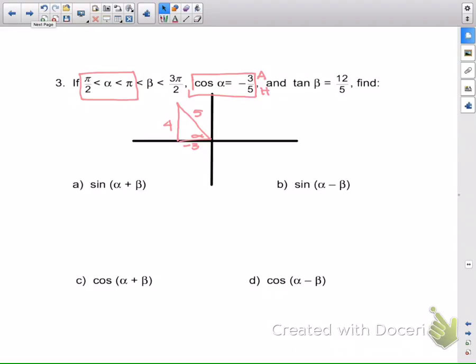Then I set up the exact same thing with my beta. This one tells me my beta is between pi and 3 pi over 2. What quadrant is that? Third. So if I draw that in the third, I purposely draw my triangles different sizes like this.